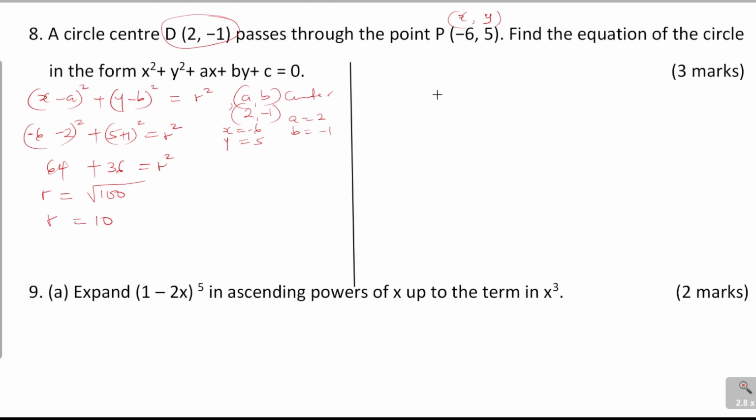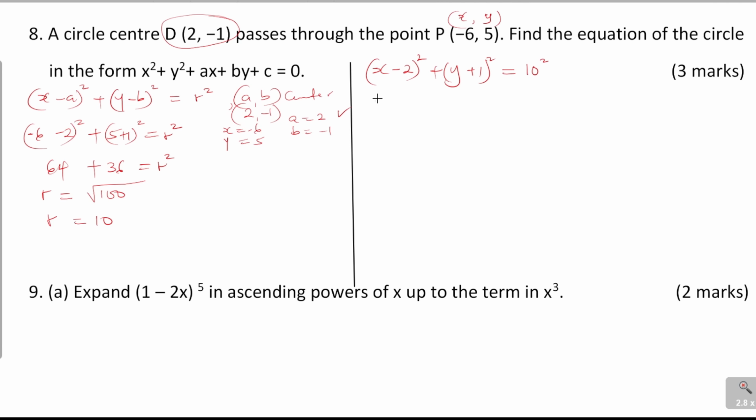Once you get the radius, it will be easy to get the equation, because you only need to take x, then subtract a. a is the center, which is 2. And then plus y minus b, so that will be plus 1, because b is -1. You're using y minus b, where b is -1. Then you square this. Don't forget to square this. It should give radius squared, which is 10 squared.